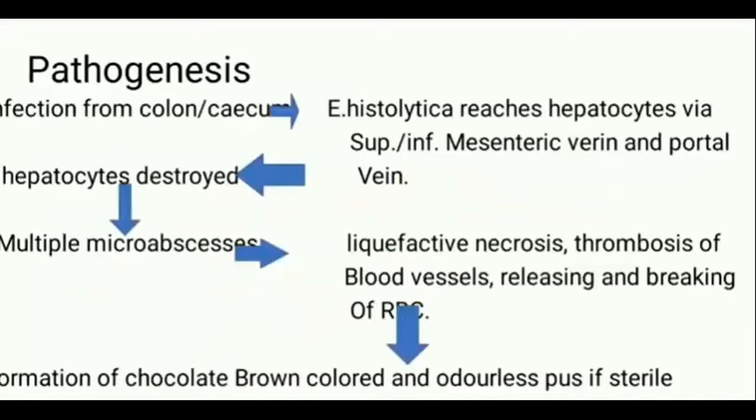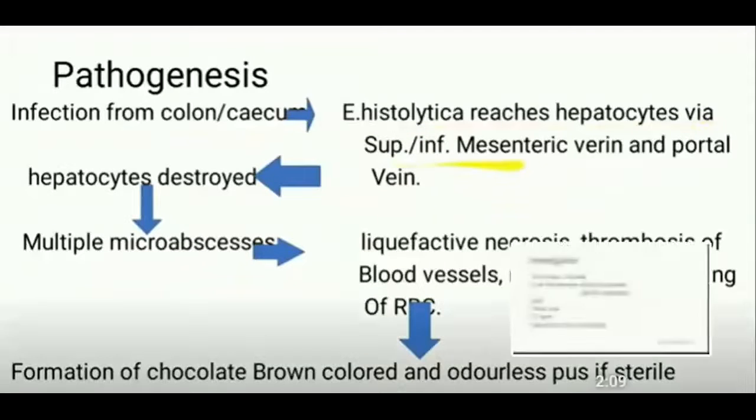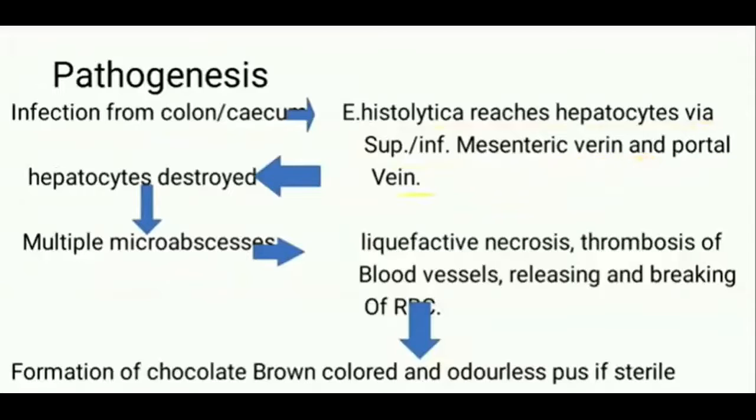Pathogenesis. First, the infection from the colon and cecum occurs. Entamoeba histolytica reaches the hepatocytes via the superior and inferior mesenteric veins and portal vein. Then hepatocytes are destroyed and multiple microabscesses are formed. Liquefaction necrosis, thrombosis of the blood vessels, and releasing and breaking of red blood cells follow. Now, the formation of chocolate brown colored and odorless pus, which is sterile and also known as anchovy sauce pus.